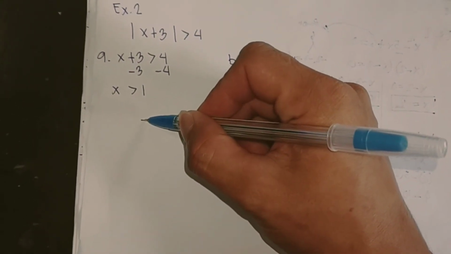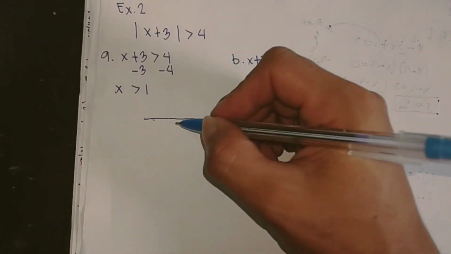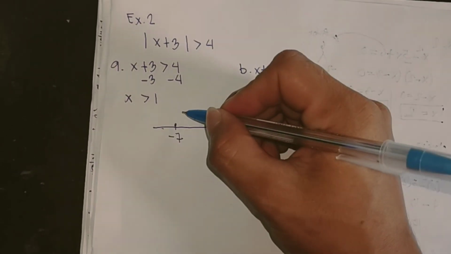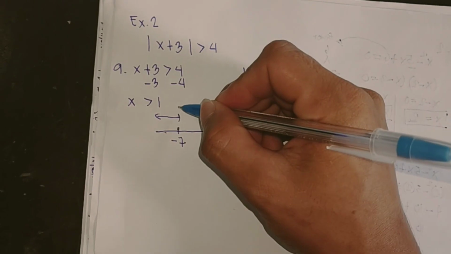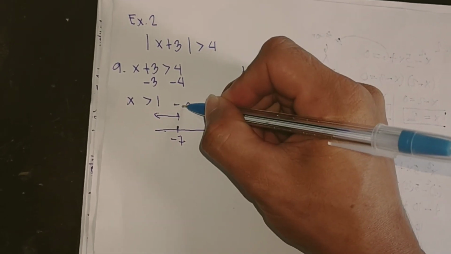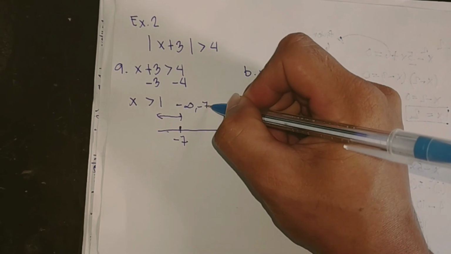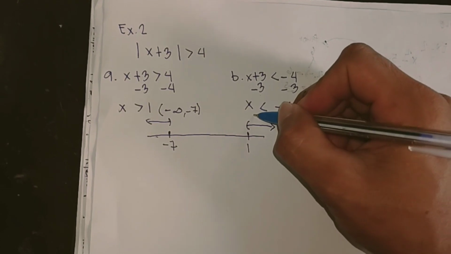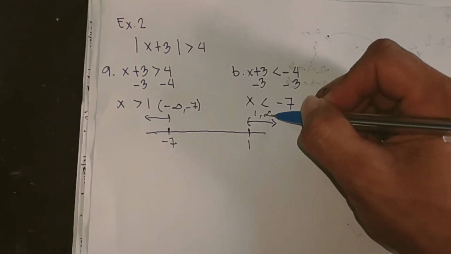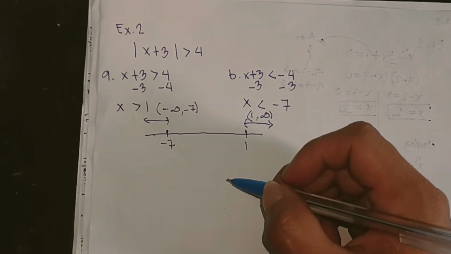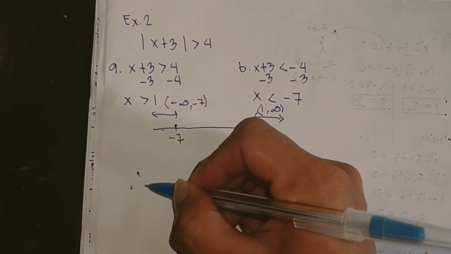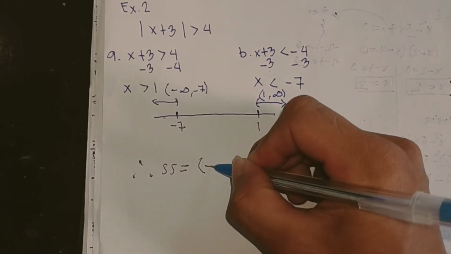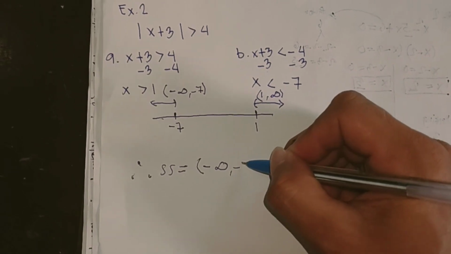Now let's make a graph and plot the critical points and the test values on the number line. We have an interval negative infinity to negative 7, and an interval of positive 1 to positive infinity. Therefore, the solution set is negative infinity to negative 7 union positive 1 to positive infinity.